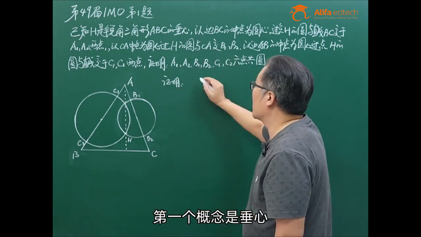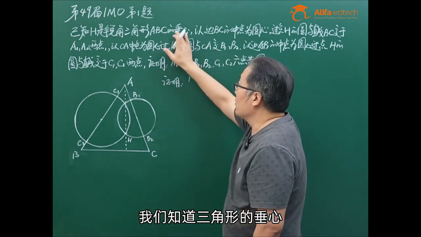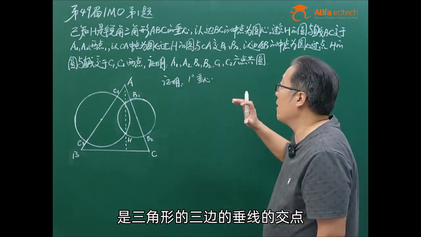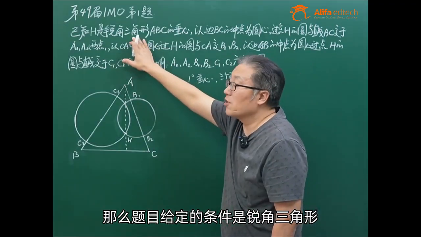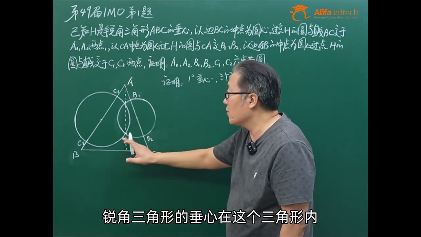understand the concept of the orthocenter. The orthocenter is where the perpendicular lines from the 3 sides of a triangle intersect. In the case of an acute triangle, this center lies within the triangle.